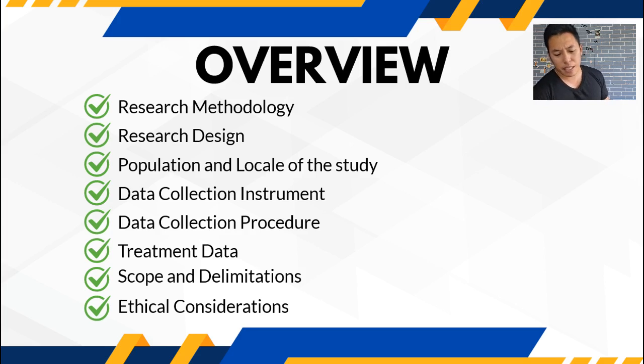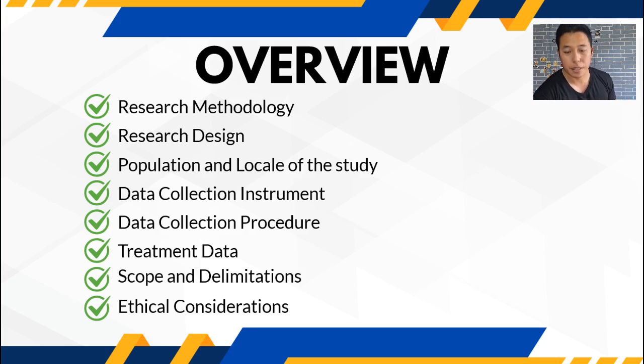Now, before we begin, let's have a quick recap. When I say research methodology, it has subparts. We have research methodology, research design, population and locale of the study, data collection instrument, data collection procedure, as well as treatment of data. And in this particular discussion, I have also included scope and the limitation of a study and also the things that you have to consider in writing your research paper, which is the ethical considerations.